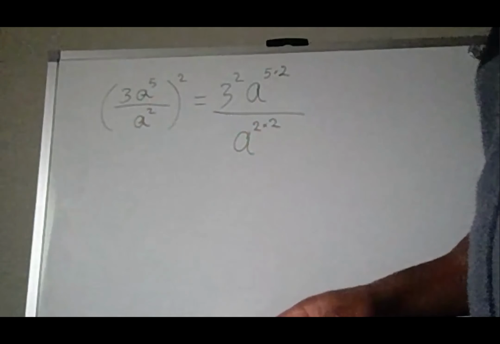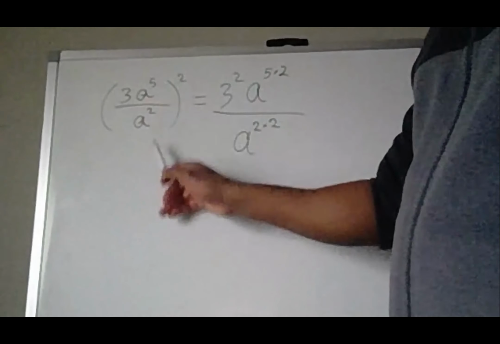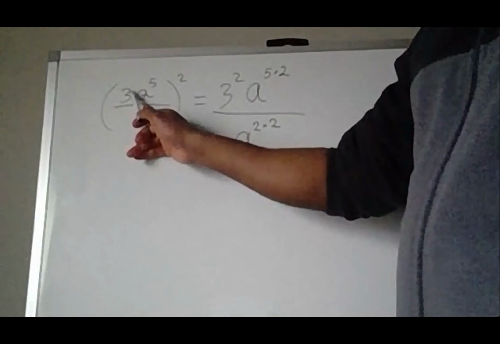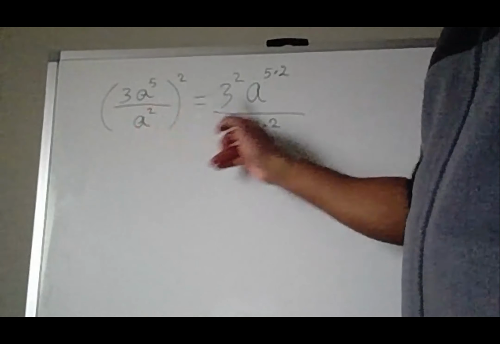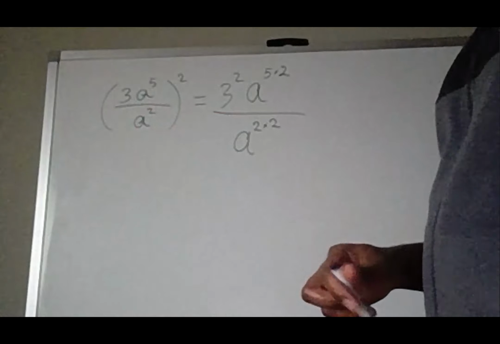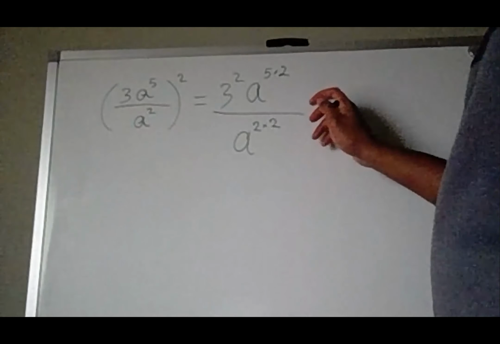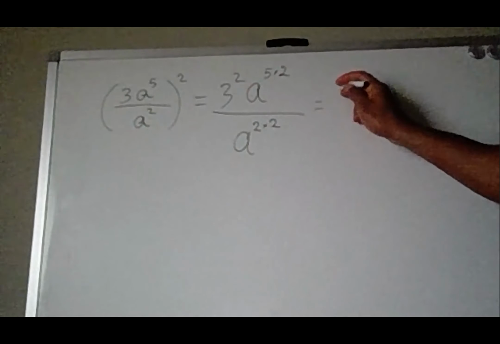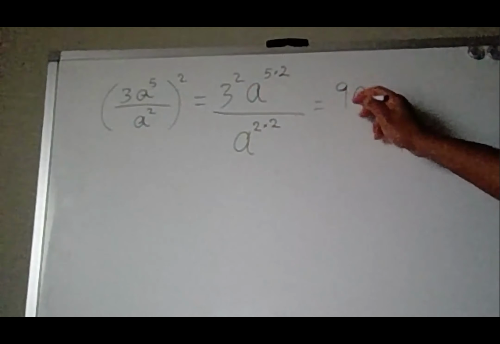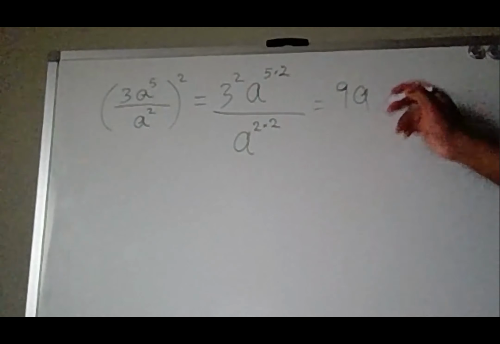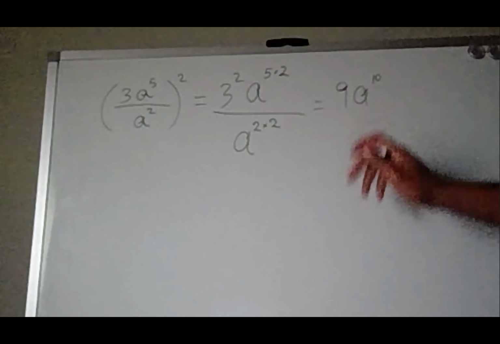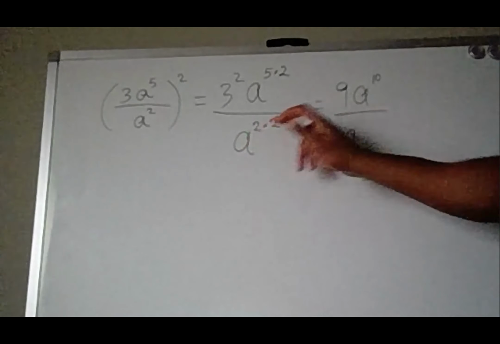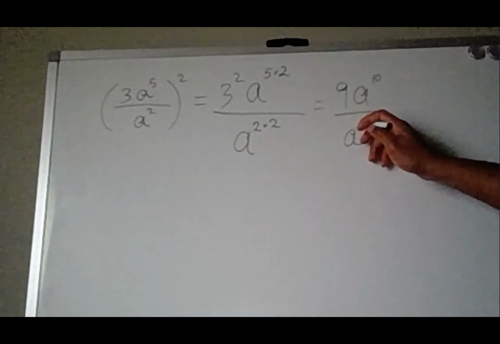Notice here we are multiplying the powers. Here this 3 has an invisible power of 1, and 1 times 2 is 2. Great. We're not quite done yet. We can simplify this. 3 squared we know is 3 times 3, which is 9. We have a to the power of 5 times 2, and 5 times 2 is 10. That's all being divided by a to the power of 2 times 2, which is 4. 2 times 2 is 4.